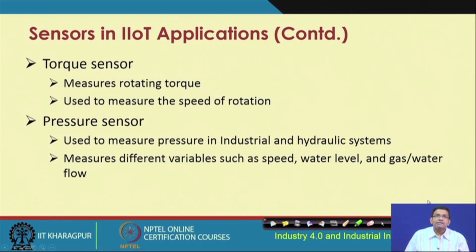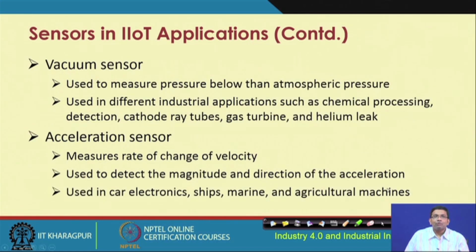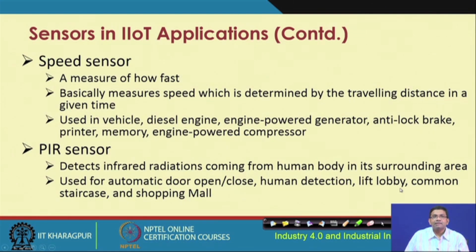Other industrial sensors are the torque sensor, pressure sensor, vacuum sensor, acceleration sensor, speed sensor and PIR sensor. PIR sensors detect the infrared radiation coming from the human body in the surrounding area. They are used for automatic doors, human detection, elevators in lobbies, common staircases and shopping malls. PIR sensors are very commonly used.